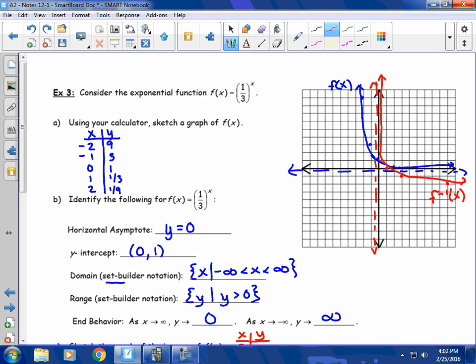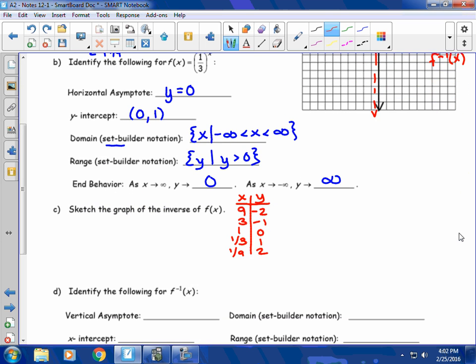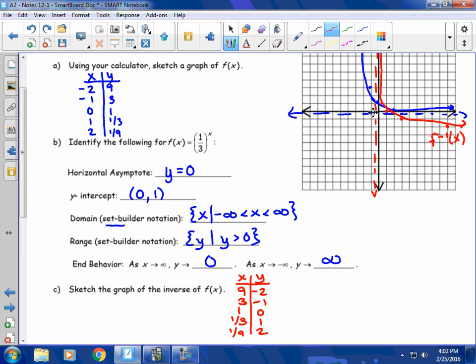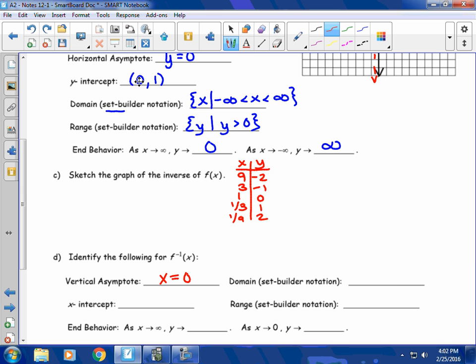All right, let's go down and fill in the information about the red graph, f inverse of x now. Vertical asymptote, we just said that was x equals 0. X-intercept, since it always starts as a y-intercept of 0, 1, it always becomes an x-intercept for logs of 1, 0.